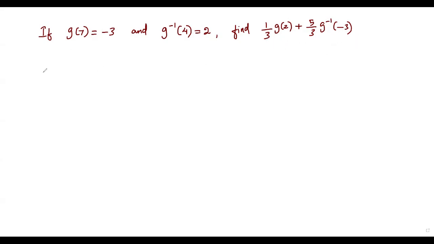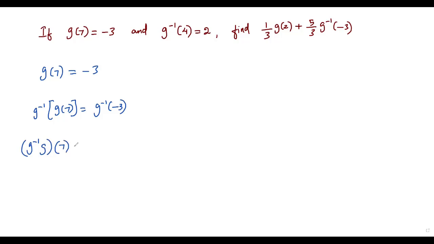Okay, so let me take the first information, that is g of 7 equals negative 3. In this information, I am going to take g inverse on both sides. That is g inverse of g of 7 equals g inverse of negative 3. I've taken g inverse on both sides. So using the associative property on the left side, I'm going to write g inverse times g of 7 equals g inverse of negative 3.